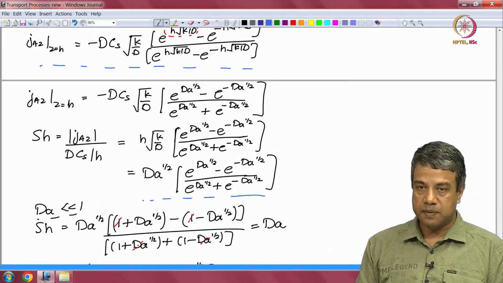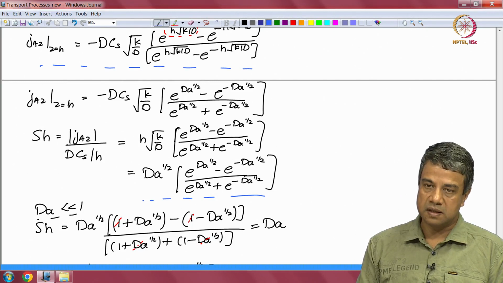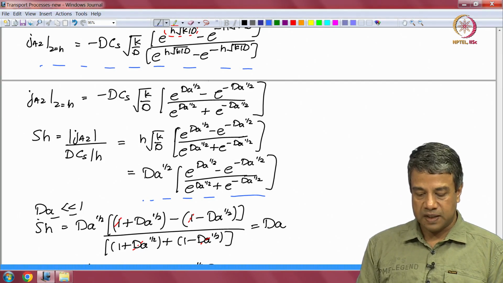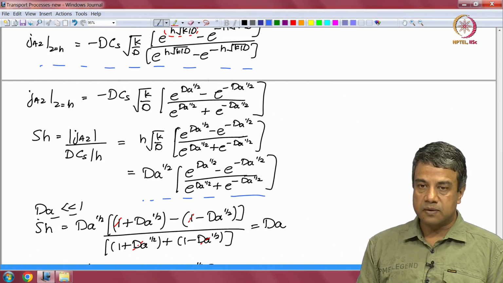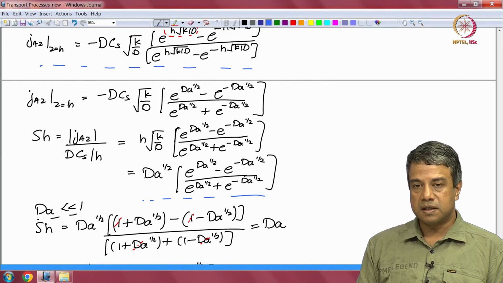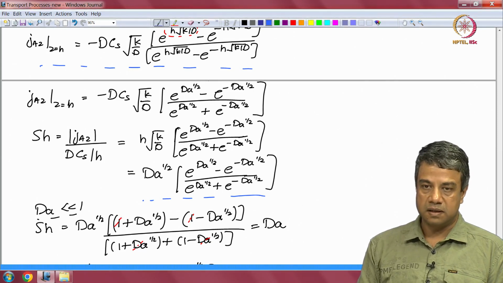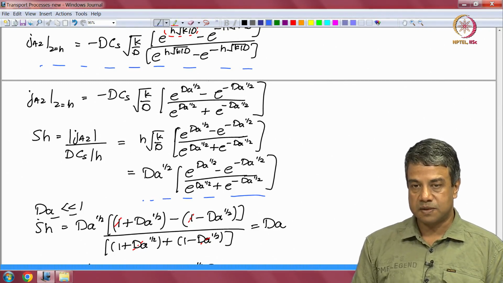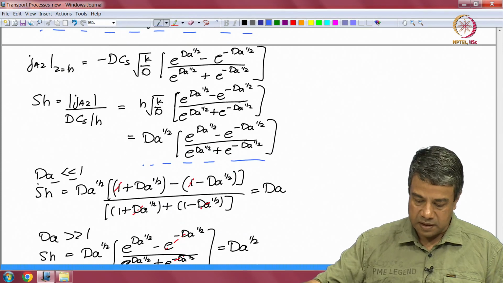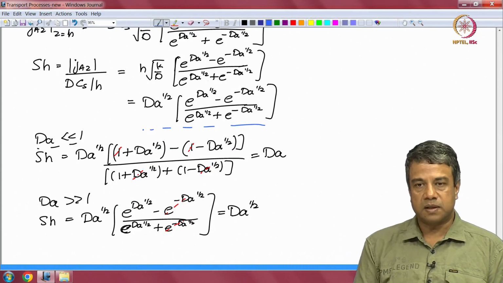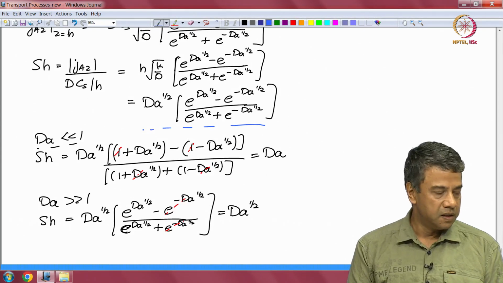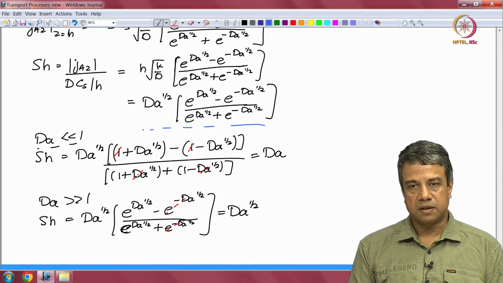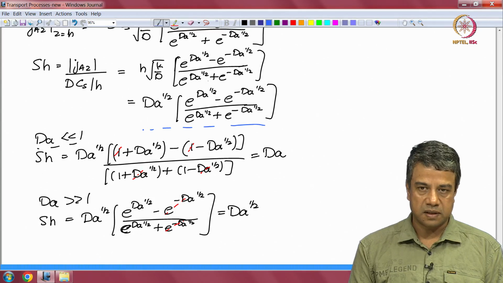Small Damkohler number, penetration depth is much larger than the height of the film. So, the concentration is nearly a constant, and in that case the Sherwood number is equal to the Damkohler number. Large Damkohler number, the penetration depth is much smaller than the film thickness, because Damkohler number is thickness square divided by penetration depth square. In that case, we find that the Sherwood number is Damkohler number power half. So, this is an example of a solution where there is a variation in the source strength with distance.